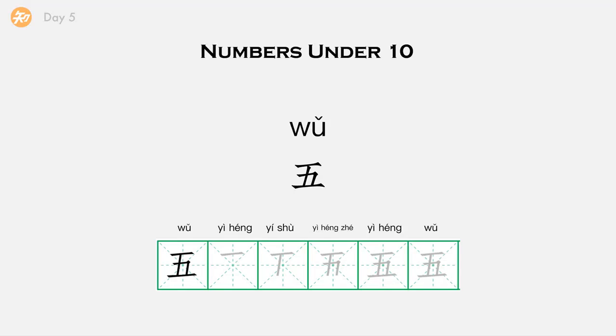The next one is 5, called 五. Here you can see the strokes order. It's also simple. Read after me. 五. One more time. 五.